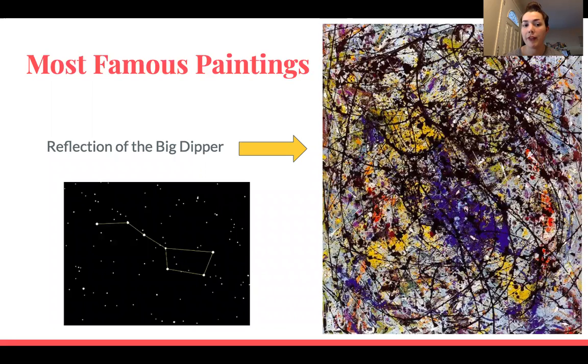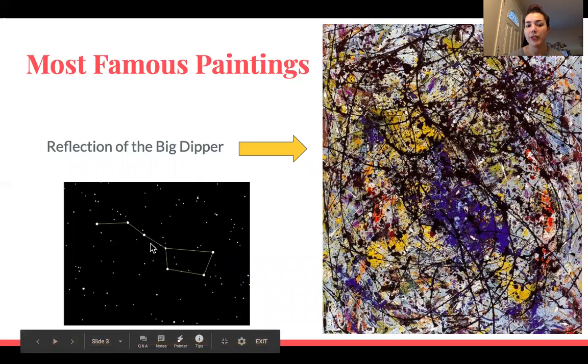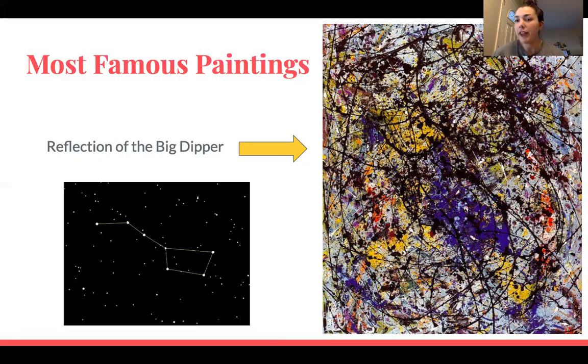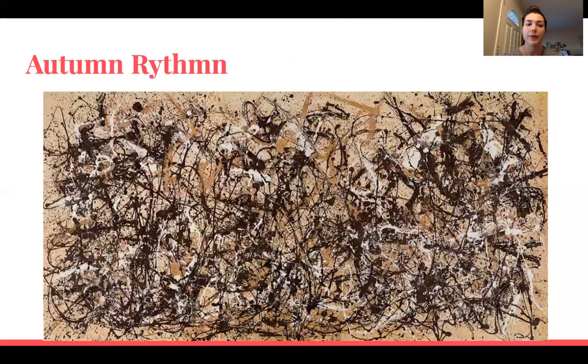So here's one of his famous paintings. This is called Reflection of the Big Dipper. You can see on the right, there's his painting. It's big and there's colors everywhere, it's just splatters and lines and squiggles. And then on our left here, this is the Big Dipper. This is a constellation, which means a bunch of stars that come together to make a shape. This dipper is kind of like a scooper that you might use at the park to pick up sand. And this picture is his painting of what that looks like, which is a little funny. This doesn't look exactly like it, right? Because it's abstract.